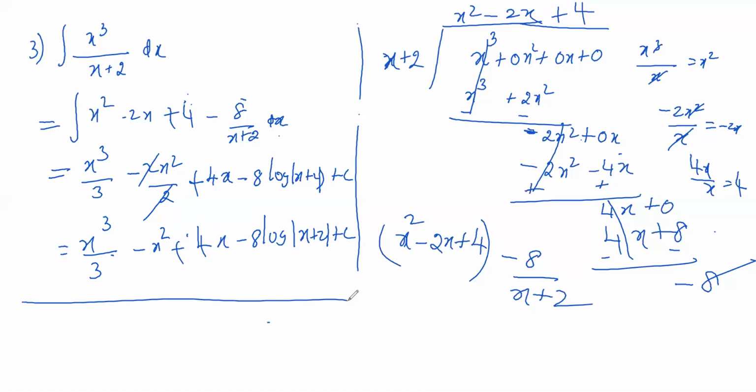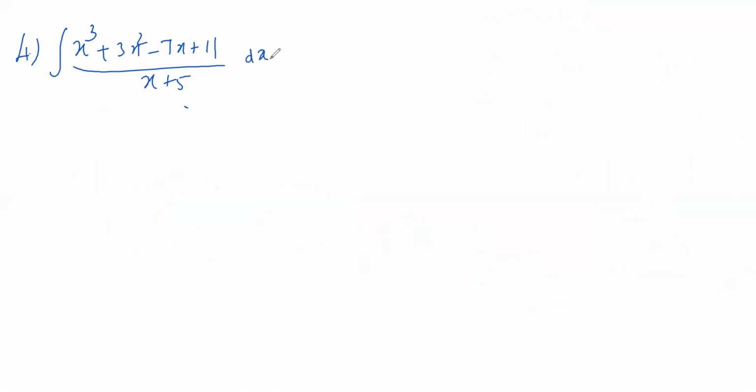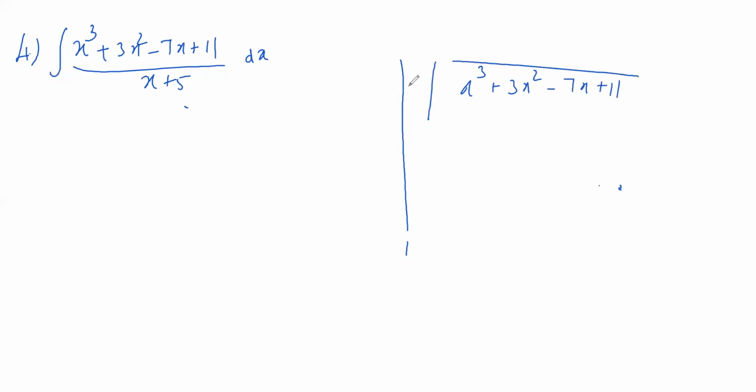Now do problem 4. Coming to problem 4, same model. You can also do this along with me. x cubed plus 3x squared minus 7x plus 11 divided by x plus 5, dx. As usual, we'll divide the term using the division algorithm. So x cubed plus 3x squared minus 7x plus 11 divided by x plus 5.